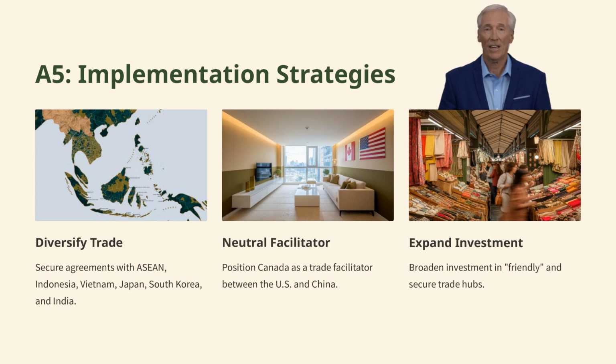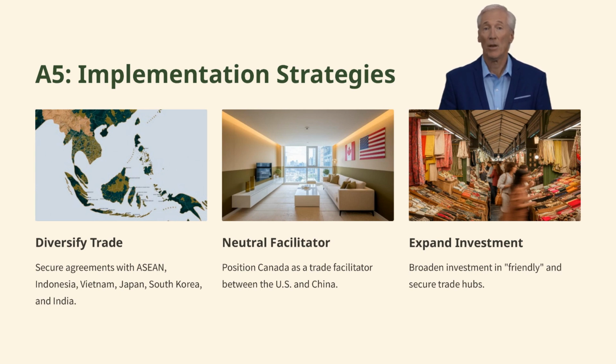Next, positioning Canada as a neutral trade facilitator between China and the US offers a unique opportunity. By embracing neutrality, we can build bridges in a divided global market. Finally, expanding investments in what we might call friendly trade hubs will create strategic nodes of economic activity, fostering connections that are robust and mutually beneficial. These steps form a clear, actionable roadmap, a path that transforms bold vision into practical, strategic progress.